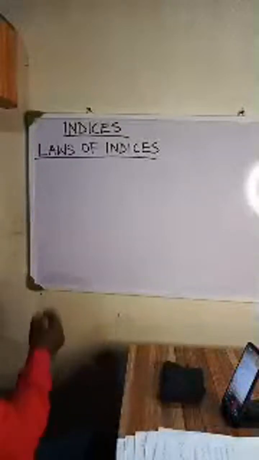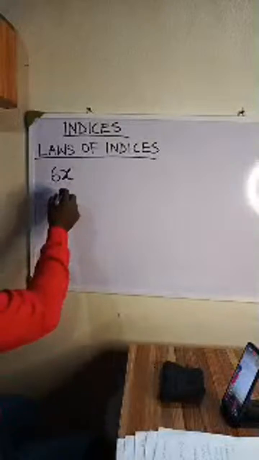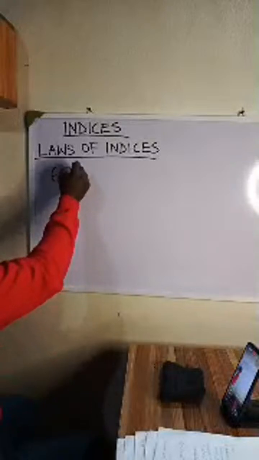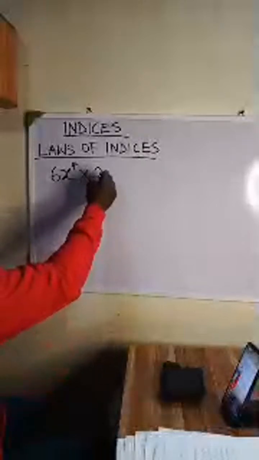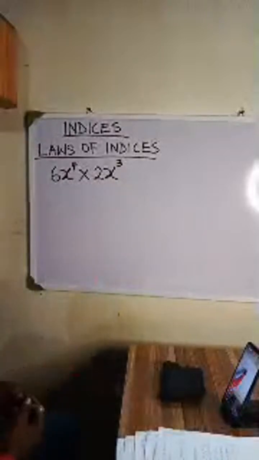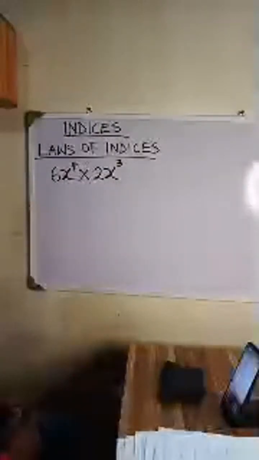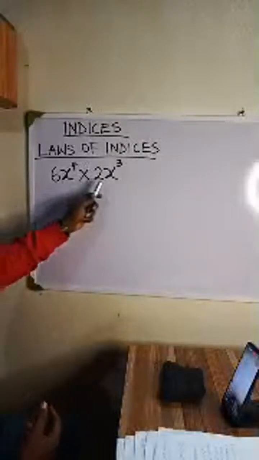Okay. So if we have 6x to the power of 4 times 2x to the power of 3. We want to multiply these two index numbers.